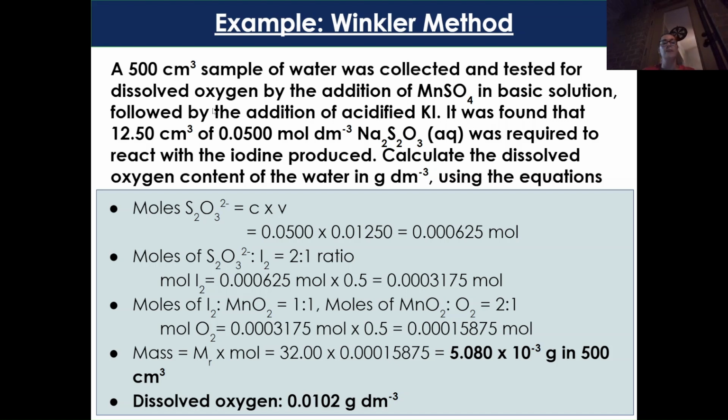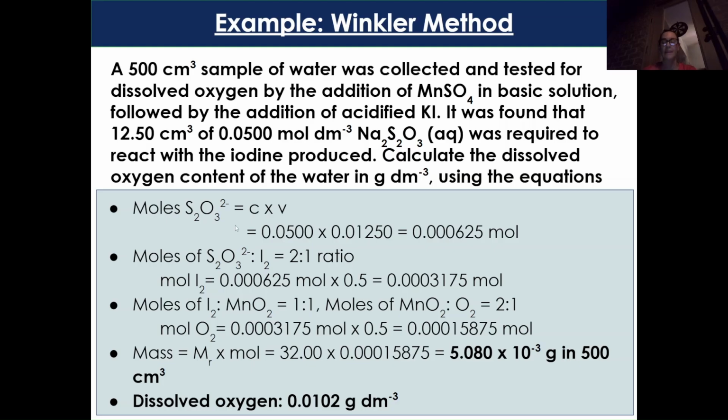Those are the steps. And it took 12.5 cubic centimeters of 0.05 molar sodium thiosulfate in order to react with all of the iodine from that second reaction that was made. How can you calculate the dissolved oxygen? And I'm doing it in grams per cubic decimeter because that is equivalent to ppm, which is normally what dissolved oxygen is measured in. Okay, so it took 0.000625 moles because you multiply the concentration of sodium thiosulfate by the volume of your titer.